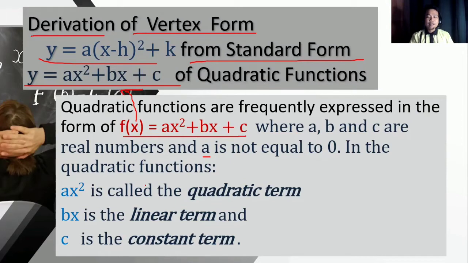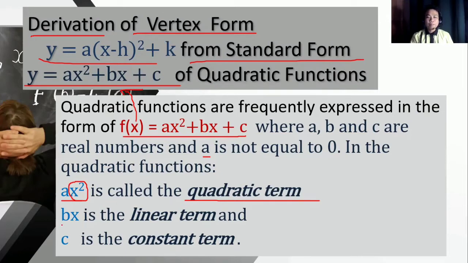So in our quadratic functions, ax squared is called the quadratic term. Why? So bakit nga ba tinawag na quadratic term ang ax squared? Because the degree of our literal coefficient, we have 2, or the exponent of the leading coefficient is 2. That's why we call it quadratic functions, because the leading coefficient has an exponent of 2.